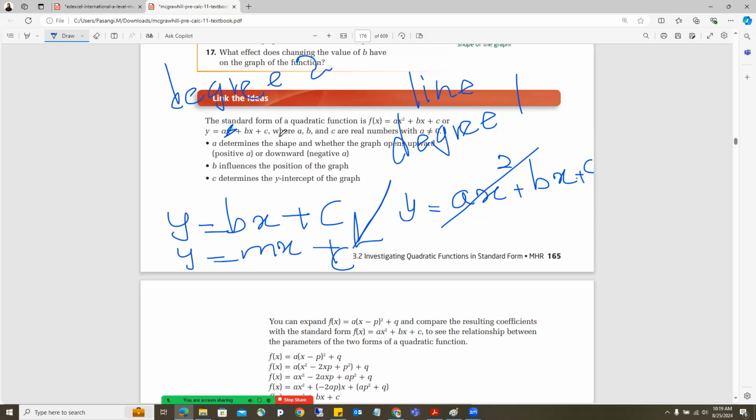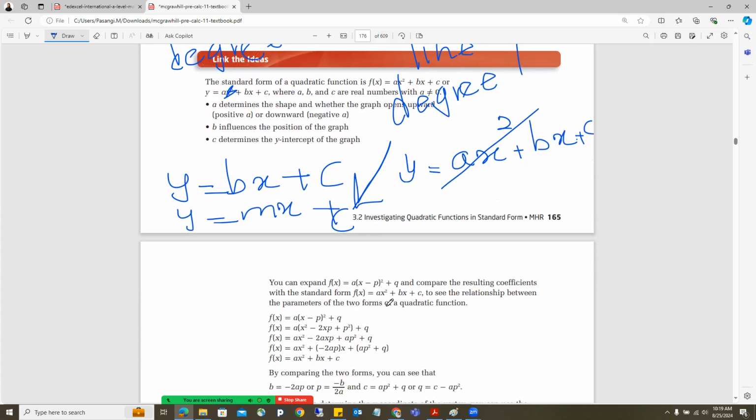Now, a determines the shape and whether the graph opens upward, positive a, or downward, that is negative a. b influences the position of the graph. c determines the y-intercept of the graph. That's how it represents.